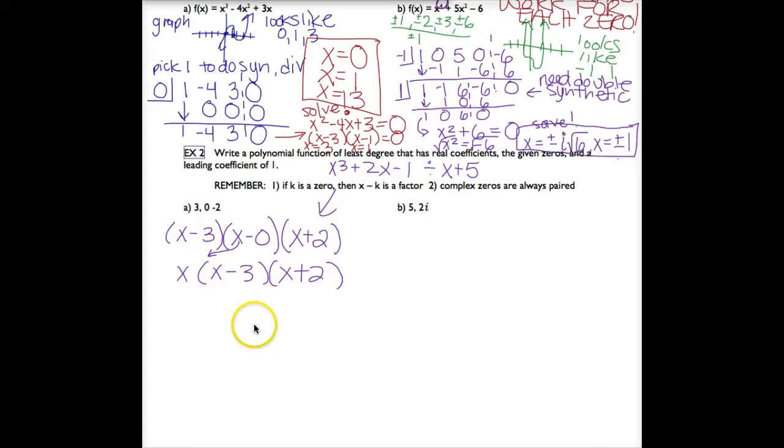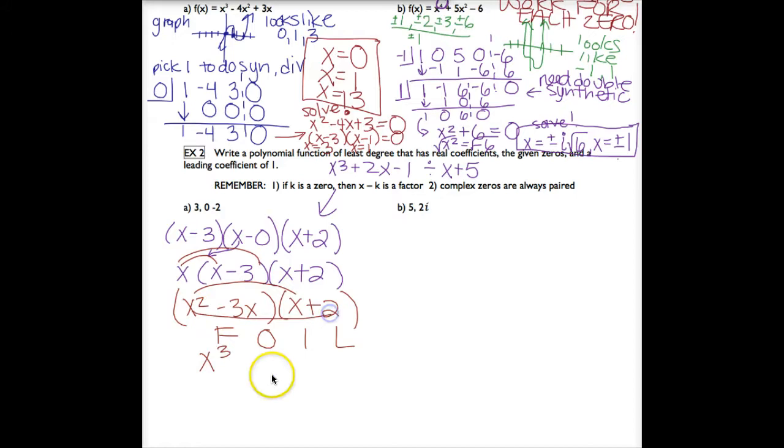And now we need to multiply. So this is just what we reviewed in 6.3, which you guys did very well with. So here you can either distribute the x first and then FOIL, or FOIL first and then distribute the x. It doesn't matter. I'm going to go ahead and just go from left to right. So I'm going to distribute my x first, which gives me x squared minus 3x. And then I am going to FOIL that with my x plus 2. So firsts, x squared times x is x cubed. Outsides, x squared times 2 is 2x squared. Insides, negative 3x times x is negative 3x squared. Lasts, negative 3x times positive 2 is negative 6x.